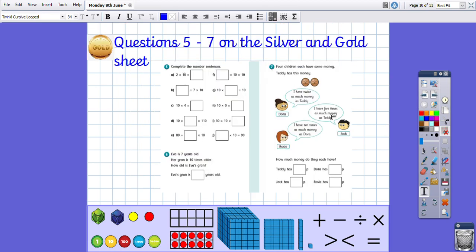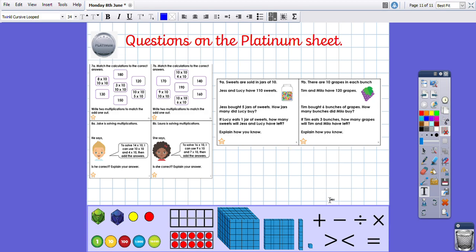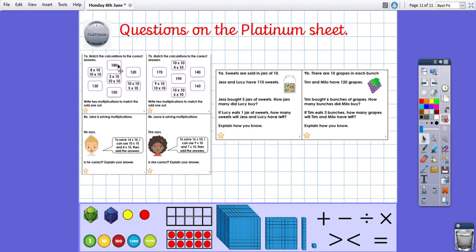And gold, you are doing questions 5 to 7. You need to complete all the missing numbers in the number sentences. You've got a bit of a word problem about Eva. And then you've got another word problem here. So 4 children have some money, and you need to tell me how much money they each have. Platinum, some really tricky questions for you again. You need to match the calculation to the answers for those 2 questions. Jake and Laura are solving multiplications. You need to tell me if they are correct, but explain your answer. And then these 2 are very tricky. If you can have a go at these, we'll be really proud of you, okay?